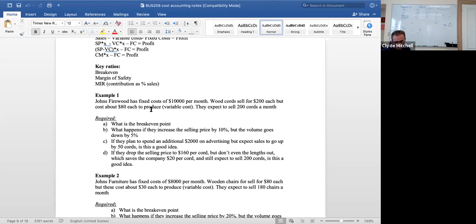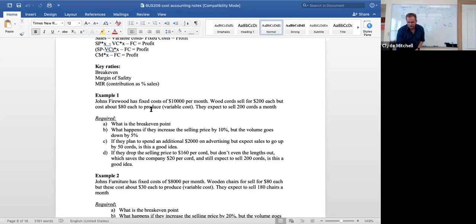Okay, we have here John's Firewood. They have fixed costs of $10,000 a month, and I'm going to be making a note of these amounts. We sell each cord of wood for $200, and we have a total of $80 of variable cost. And they tell us that initially we expect to sell 200. So the X number of units we expect to sell is going to be 200.